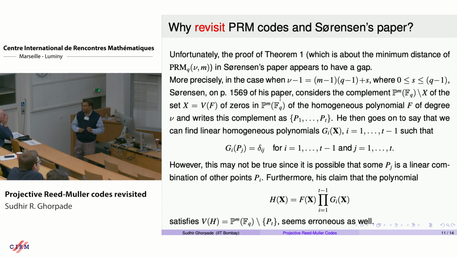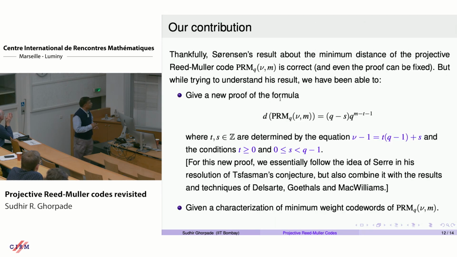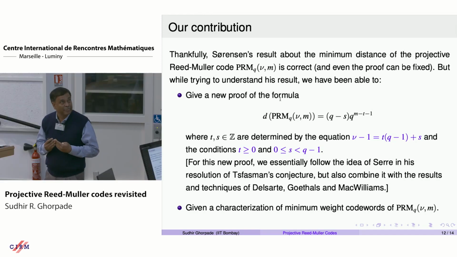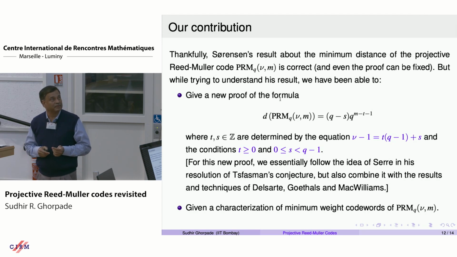Okay, so that's kind of bad, because if you have a classical result which has supposedly been proved so many years ago and used by people, it's not so nice that the proof seems to have a gap. So that's kind of bad news. What's the good news? The good news is, first of all, the theorem is correct. And not only that, the gap can also be fixed. So we were trying to understand that, and what we did in the process was to come up with a new proof of the same theorem of Sørensen, the minimum distance formula, which I have reproduced here.